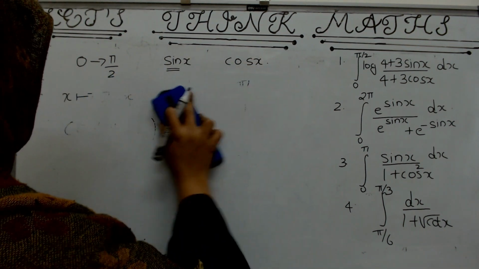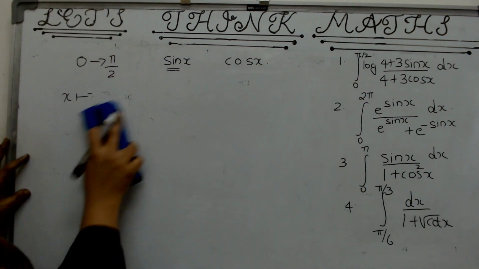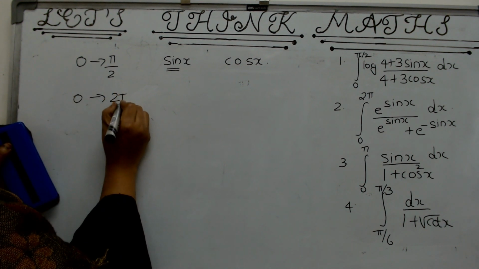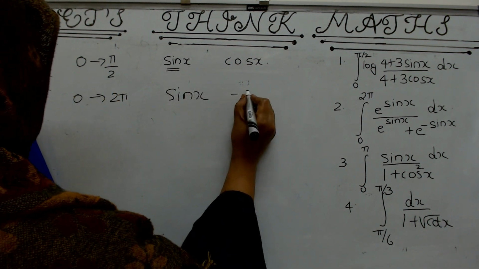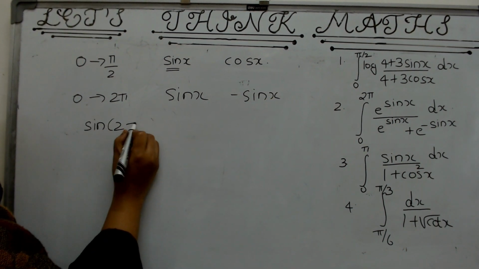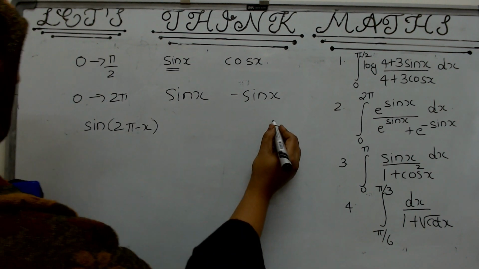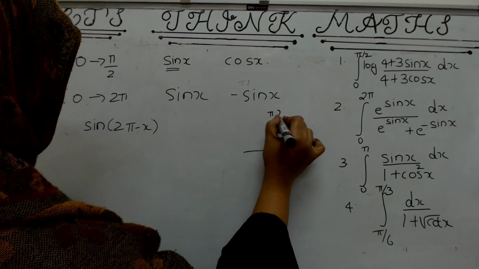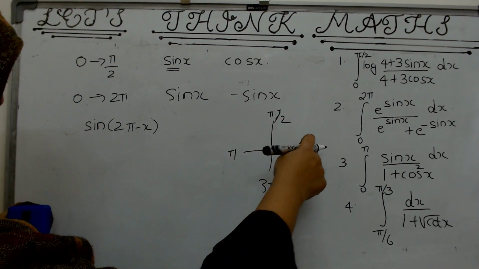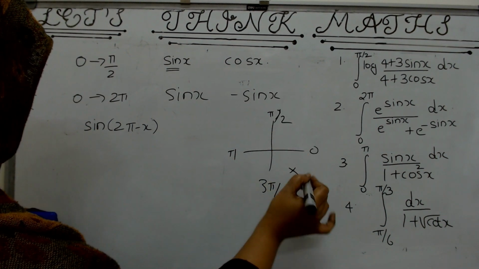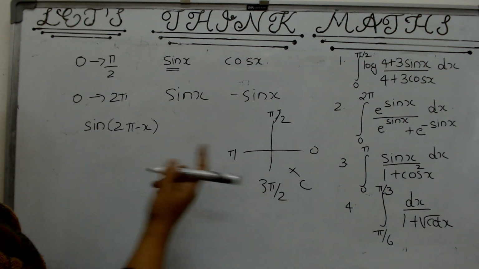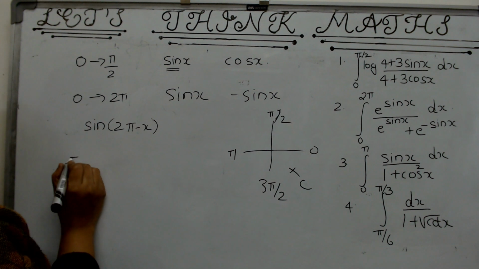And similarly, the same thing, but from 0 to 2 pi. Then how does it change? Take 0 to 2 pi, then sin x will become minus sin x. Why is that? Take sin x, substitute 2 pi minus x. Where does 2 pi minus x lie? This is 0 and this is 2 pi. So 2 pi minus x lies in this area where only the cos and secant functions are positive. So that means sine is going to be negative.